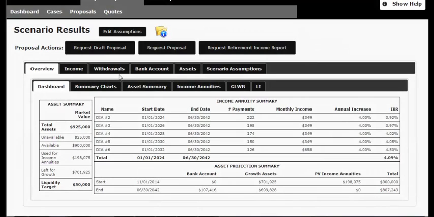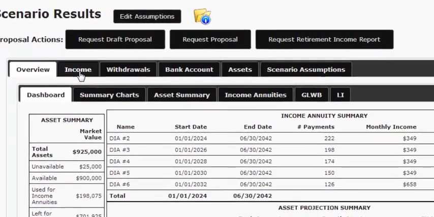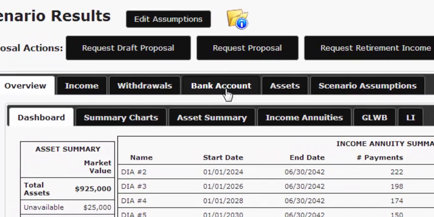The client proposals are run from the results page. But before we show those, I'd like to point out the tabs that are available to you to do further research and understand the financial plan that you're presenting to your client. There's also information under the tab on income, withdrawals, the bank account, asset level, and your different scenario assumptions.